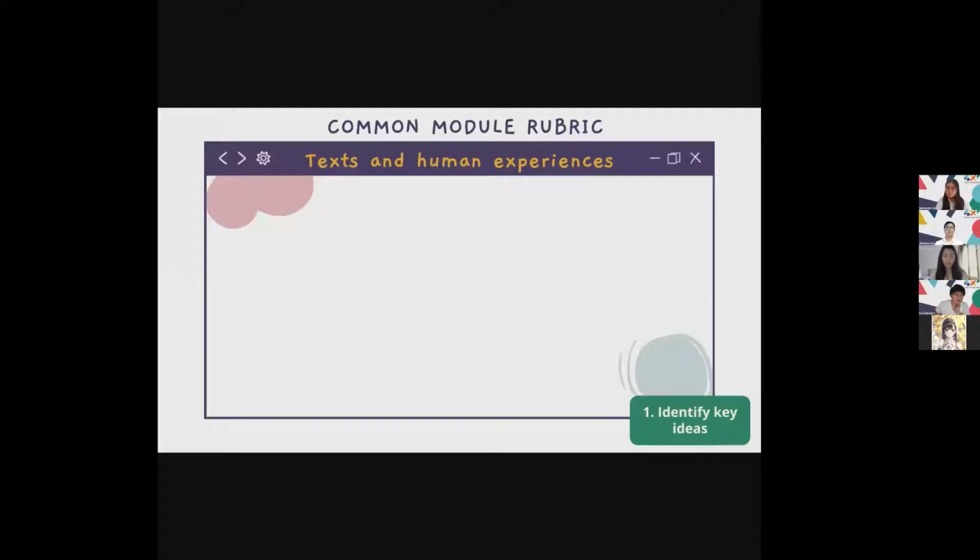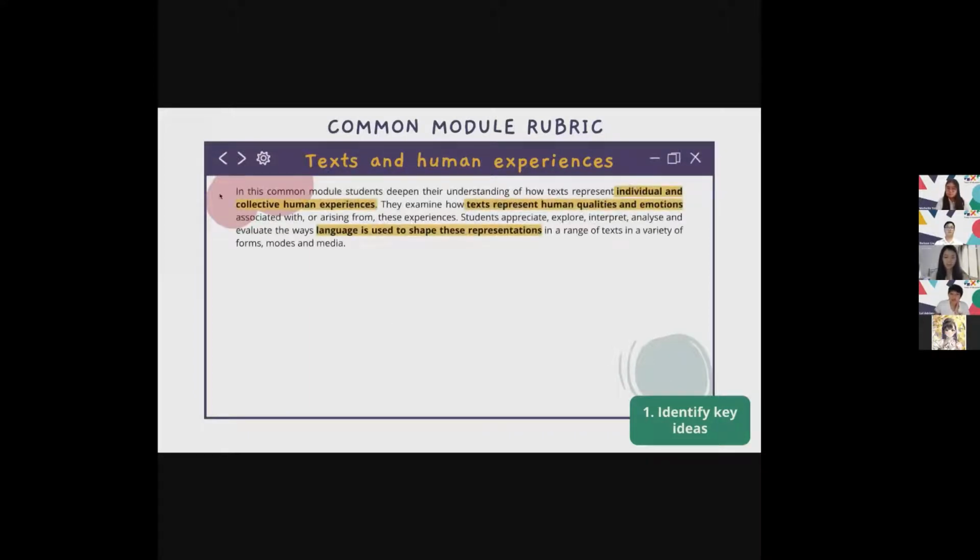So first things first. In this common module, we highlighted the key ideas here in this first paragraph. Please note this isn't the whole common module rubric. You can access the common module rubric through NESA. This is a summarized copy of the common module rubric. So here we've analyzed individual and collective human experiences, texts that represent human qualities and emotions, as well as language is used to shape these representations.